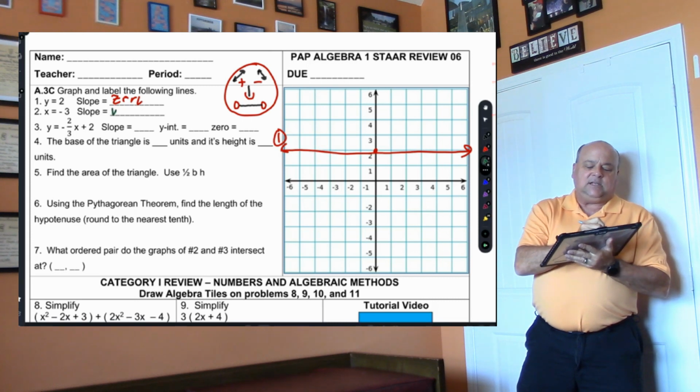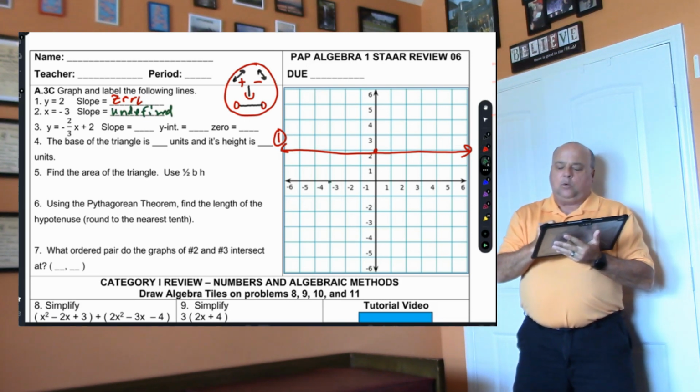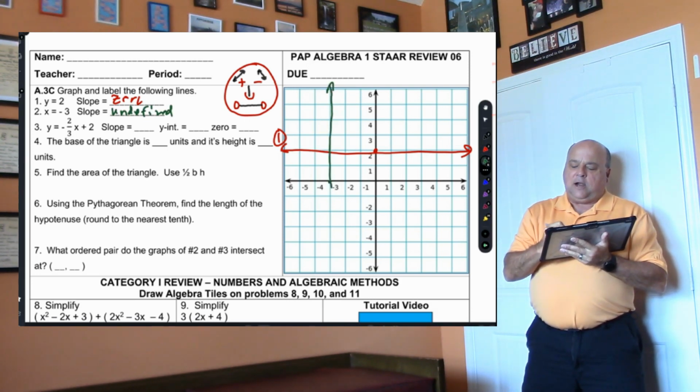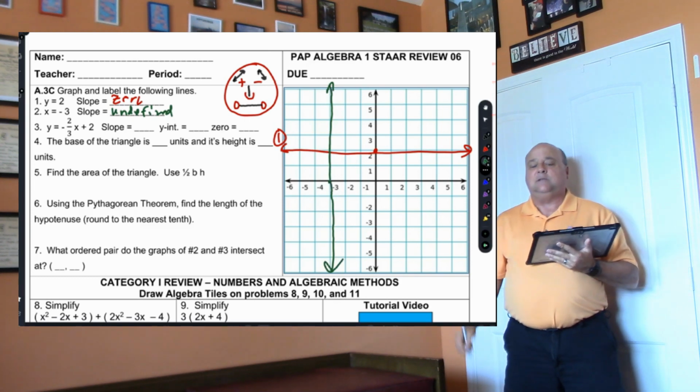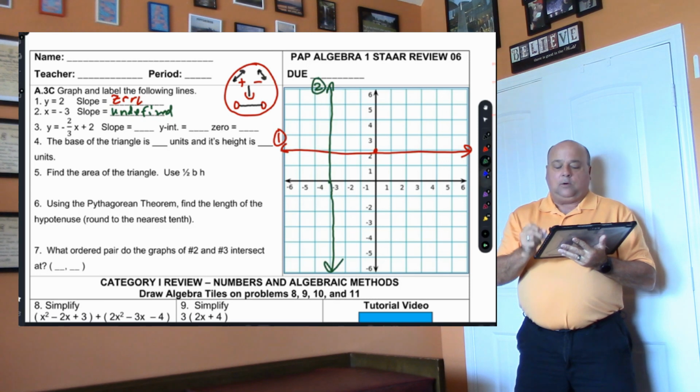Number 2, an x-equal line is vertical. It will have an undefined slope. It will never cross y. So we're going to go right here. We're never ever going to cross the y-axis. That's line number 2. And now then we're going to do number 3.